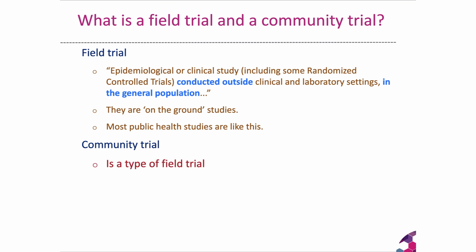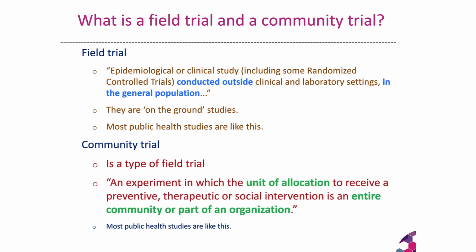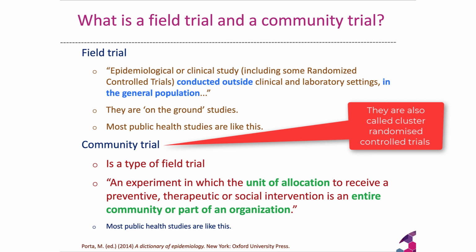Community trials are a specific type of field trial, an experiment in which the unit of allocation to receive a preventive, therapeutic, or social intervention is an entire community or organization, or part of a community or an organization. Again, most public health studies tend to be community trials of one kind or another. It is important to remember that community trials are also called cluster randomized controlled trials, where the unit of allocation is at the level of the community or group, village or town, and we'll look at this in a later slide in more detail.